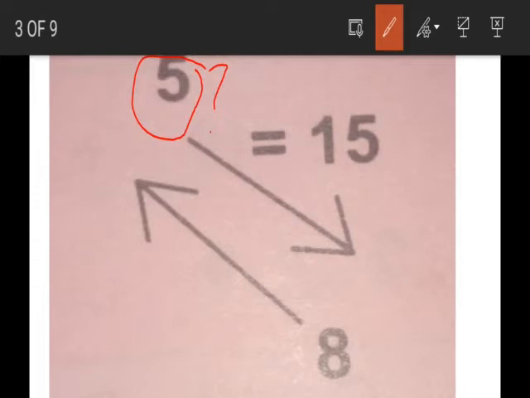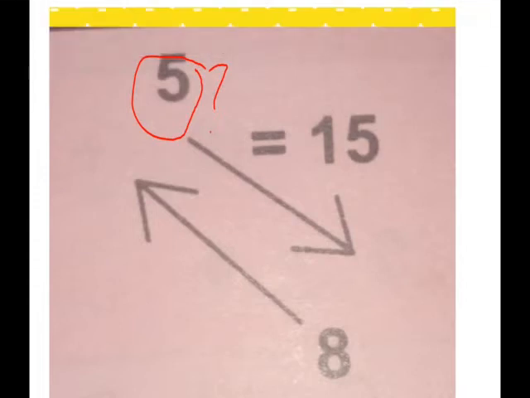How sure are we? Let's confirm. If we remove 5 from 8, we are going to get 3. 3 times 5 will give us 15. So that is a confirmation that 5 is the correct answer.